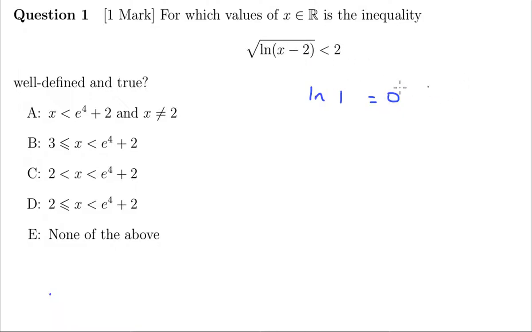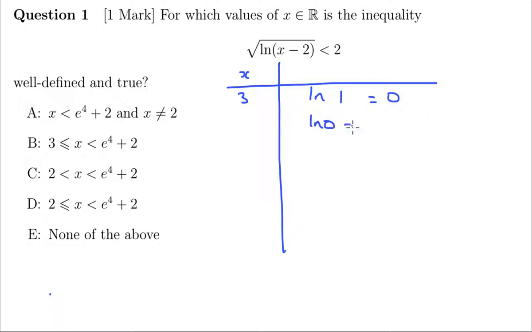So for this question, when x is equal to 3, the answer is 0. The next rule is you can't log 0. Log of 0 is undefined. Doesn't work. You can't do it. So if x is 2 here, we get 2 take away 2 is 0. And that's not going to work. So that's what this bit's hinting at.